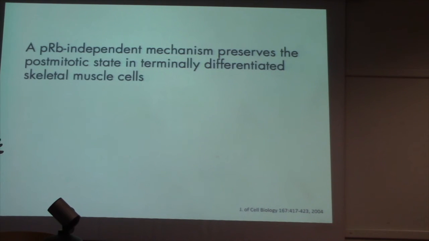if I have terminally differentiated postmitotic, no longer capable of dividing, skeletal muscle cells, they will remain growth arrested, incapable of dividing, even if I remove PRB. So what keeps them arrested is independent of this gene, of this protein product here called PRB. It is the so-called retinoblastoma protein. All right.